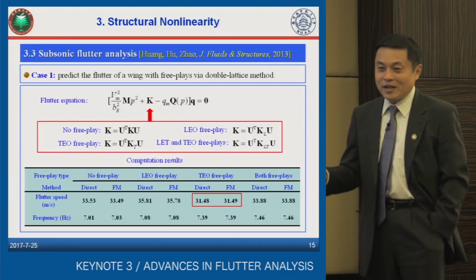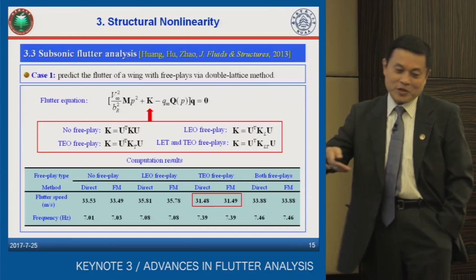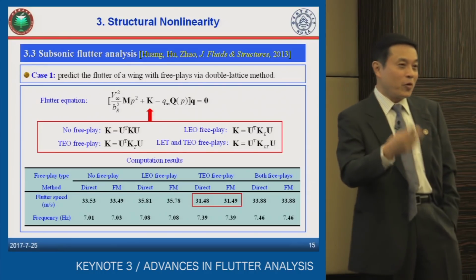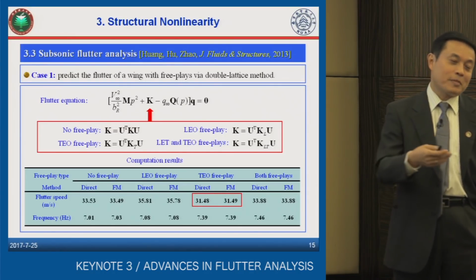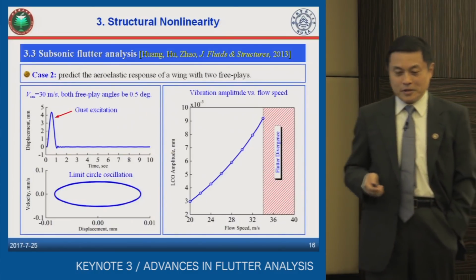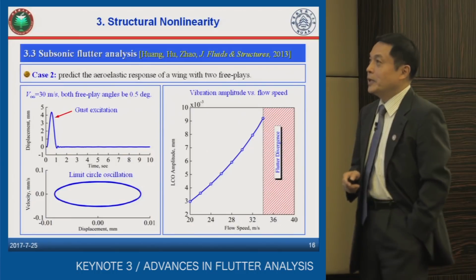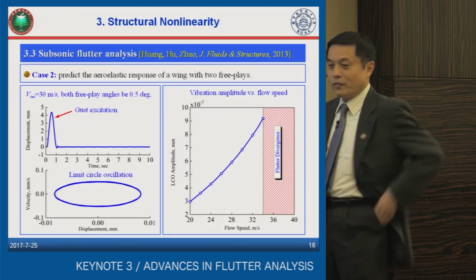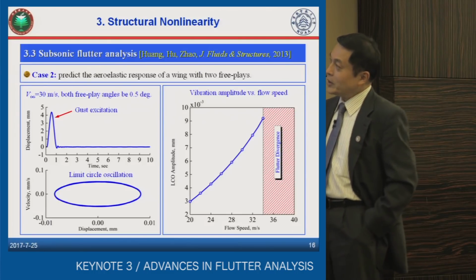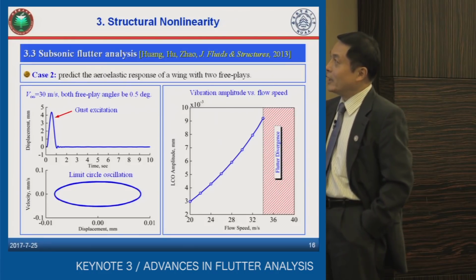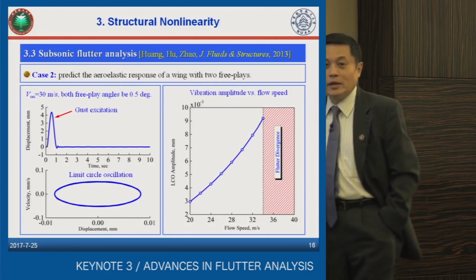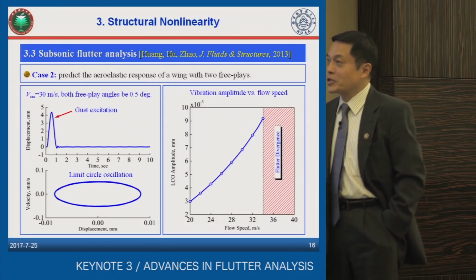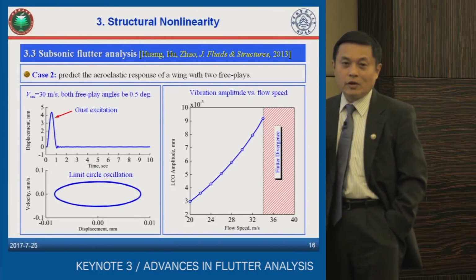Actually, this nonlinearity will give you some possibility of limit cycle oscillation just before the flutter speed predicted by the linear model. Then the second case study gives you this example. And here, in the right figure, the amplitude of the vibration of the wing will increase with an increase of the flow speed until it enters into this region of the divergence. And actually, you will have the flutter, or called limit cycle oscillation, due to the nonlinearity of the backlash.